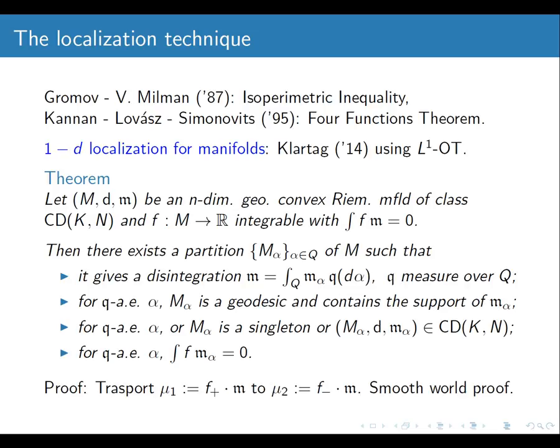And moreover, the constraint is still verified. So you have a partition of the space where you localize the constraint and the geometry of the space. The idea of this proof is to take a function f that has zero mean. You can see a function with zero mean as the positive and the negative part of the function. They will have the same mass, and you want to transport the positive to the negative part. So mu1 will be the positive part of f, and mu2 will be the negative part of f. So mu1 and mu2 will have the same mass, and you want to transport mu1 to mu2.